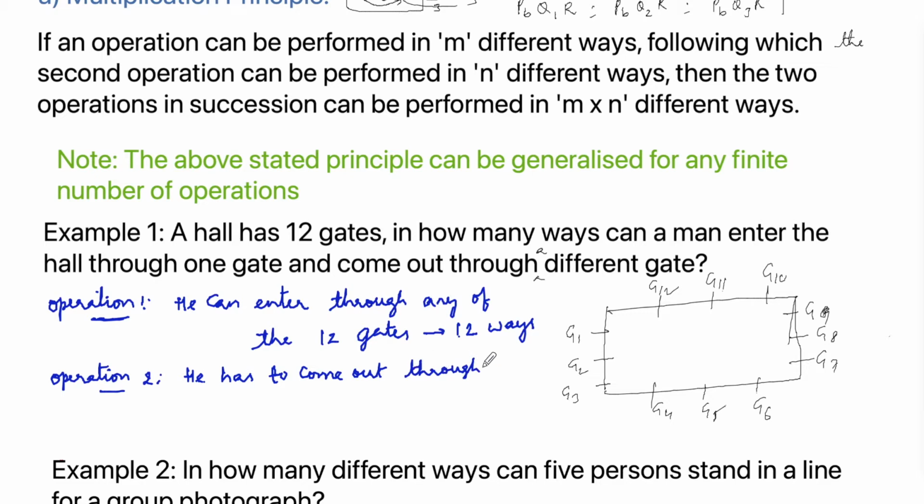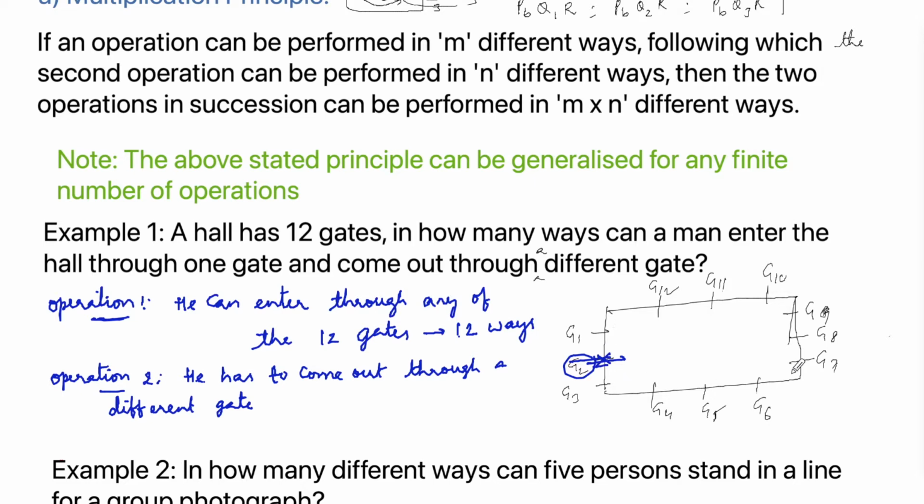He has to come out through a different gate, which means the one gate through which he has entered, he should not go from that gate again. Suppose he has entered through gate 2. Now he is inside and has to exit. He could not come out of gate 2, so gate 2 was closed.